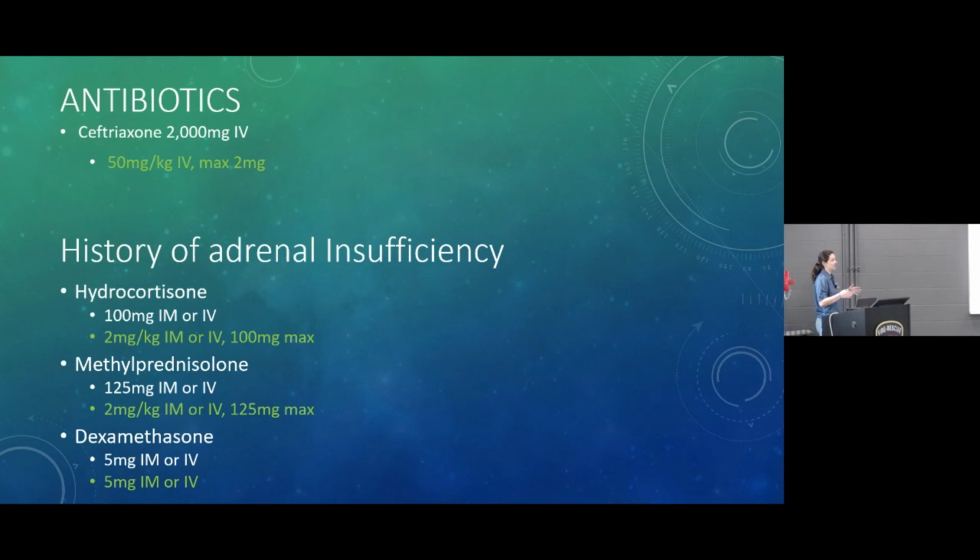Then, especially if it's a kid who's hypotensive, ask parents about adrenal insufficiency. There are a lot of kids who have this, and if so, I would probably go ahead and, if they're hypotensive, have this history, go ahead and give them some hydrocortisone, with the dose being 2 mg per kg, IM or IV with a max dose of 100.